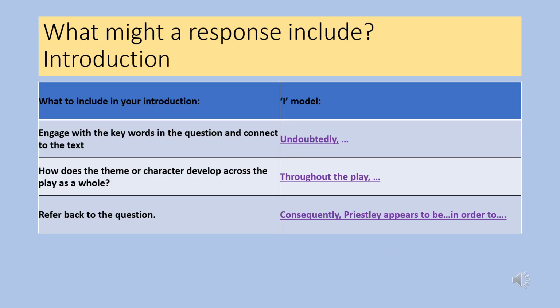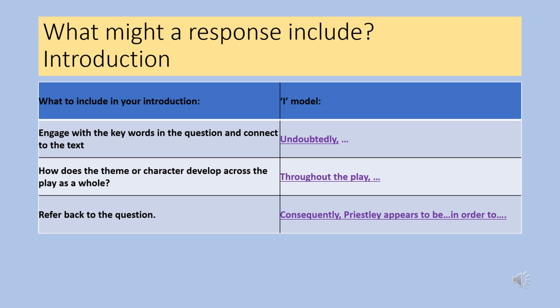Just like Literature Paper 1, it is important that once you have planned and noted down some of your ideas and quotations that you might use or references to support your big ideas, that you begin your response with an introduction. You engage with the key words in the question and connect that to the text. And you might start that with the fronted adverbial undoubtedly. Then you talk about how the theme or character develops across the play as a whole. That's so important.